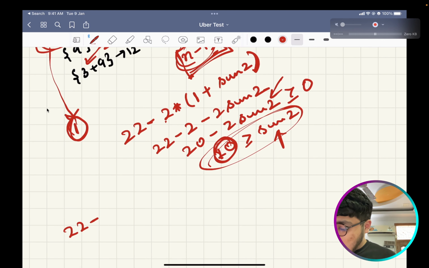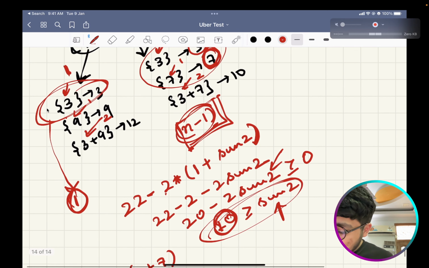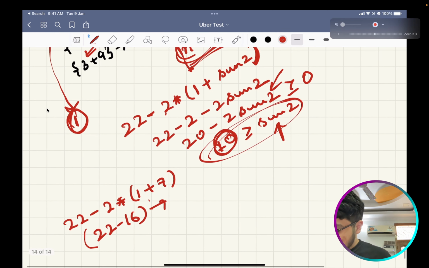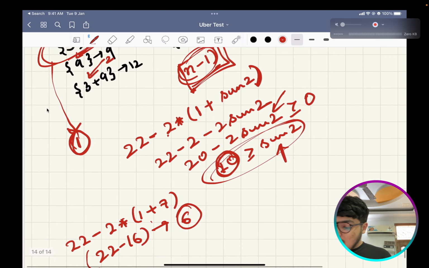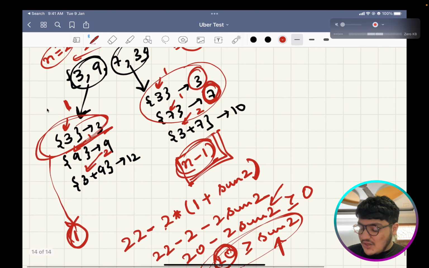So now what I will get, 1 plus 7 is 8, 8 twos are 16, 22 minus 16. So by choosing this particular subset, I could achieve this value of 6. My minimized value could be 6. So this is what I am aiming for.